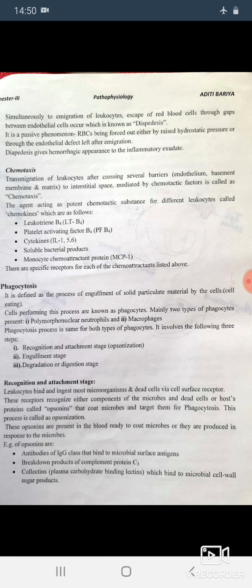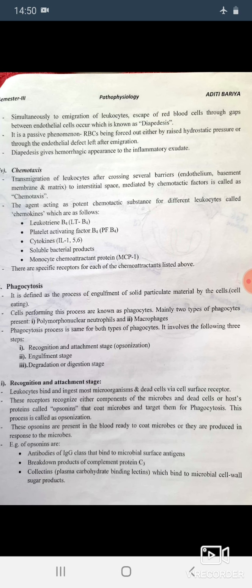Mainly two types of phagocytes are present: polymorphonuclear neutrophils and macrophages. Neutrophils and macrophages are the two major phagocytes which produce the phagocytosis process. The phagocytosis process is the same for both types of phagocytes, meaning there is no difference in the process whether it occurs with neutrophils or with macrophages.